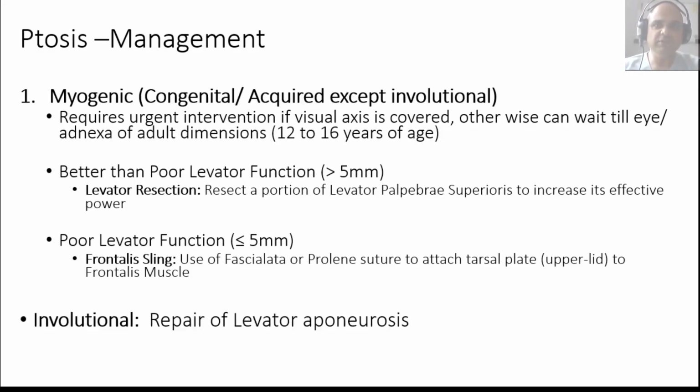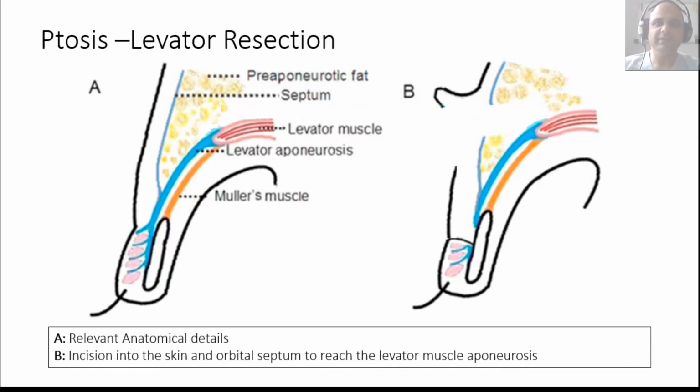If you have involutional ptosis, which is an acquired type of myogenic ptosis, just repairing the levator aponeurosis, reattaching it to the skin and the tarsal plate, works. This is how levator resection is done. So this is the skin side of the lid. This is the orbital septum. This is the levator aponeurosis. This is the levator muscle, and it's attaching to the tarsal plate and the skin.